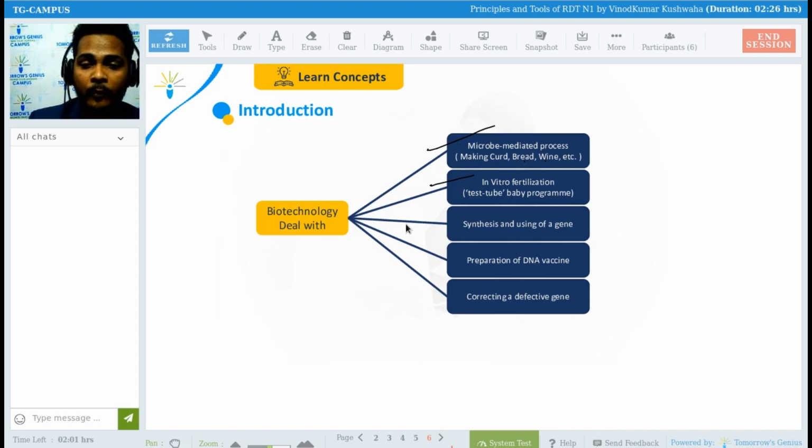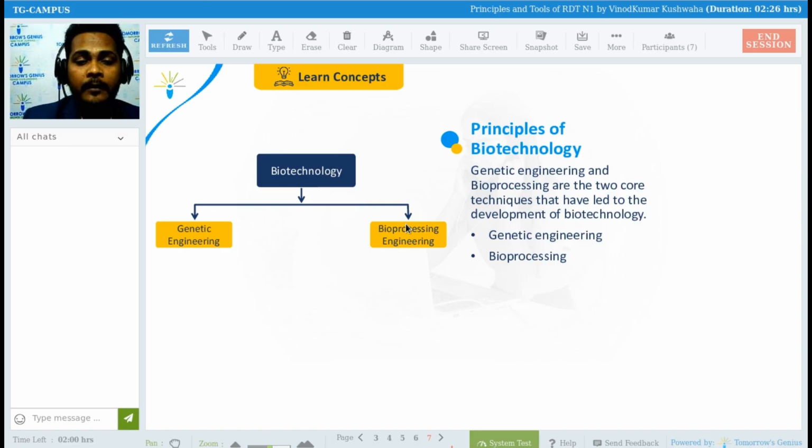So these are the five major categories where we can see biotechnology, how biotechnology can deal with all these products. First is microbe-mediated processes, in vitro fertilization, synthesis and use of genes, preparation of DNA vaccines, and then correcting a defective gene. So these are the major areas of biotechnology where it can be utilized for the betterment of human beings.